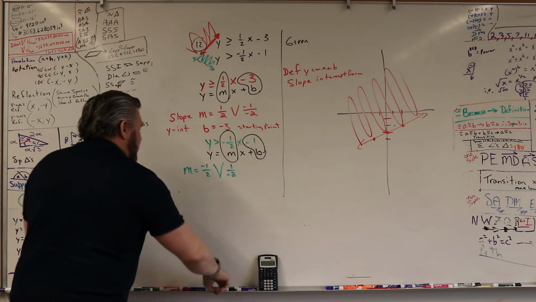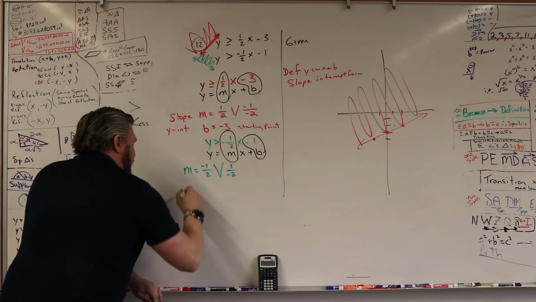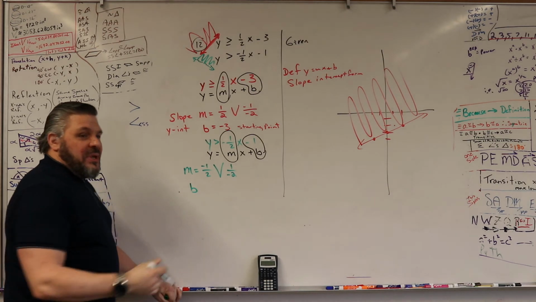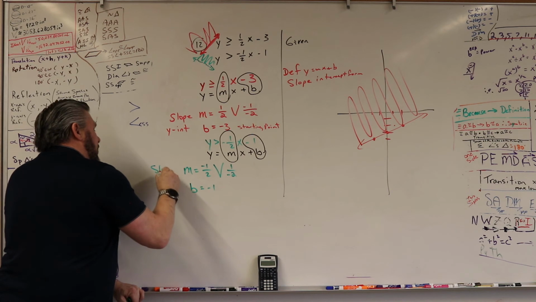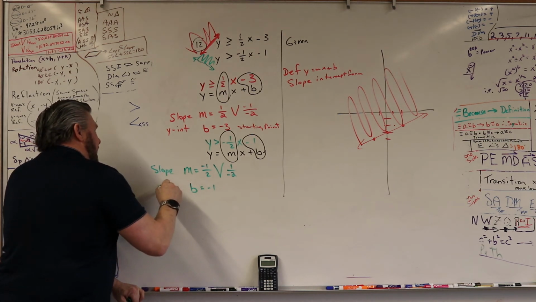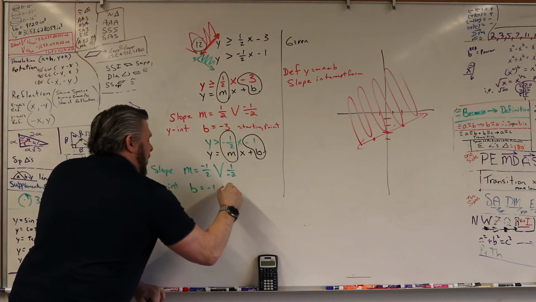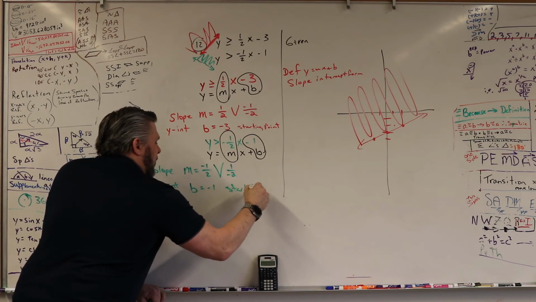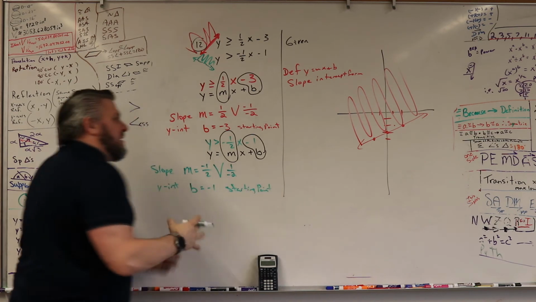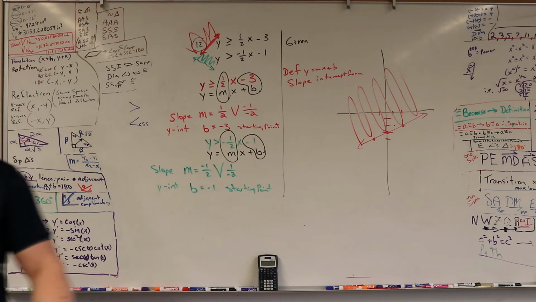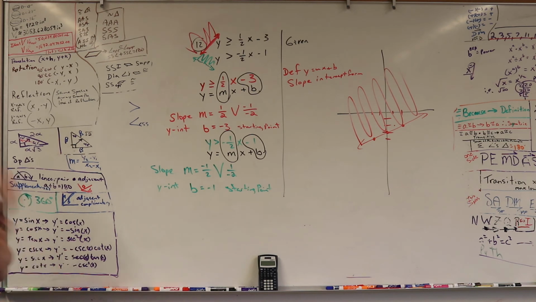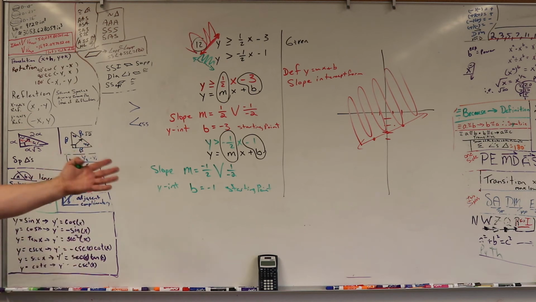So then what's b? b is negative 1. So again, slope and y-intercept, or the starting point. Guys, this is chapter 4, right here. If you didn't understand chapter 4, you're still struggling with it, learn it, because your whole midterm is dependent on chapters 4 and 5, not to mention everything else you learned this year.